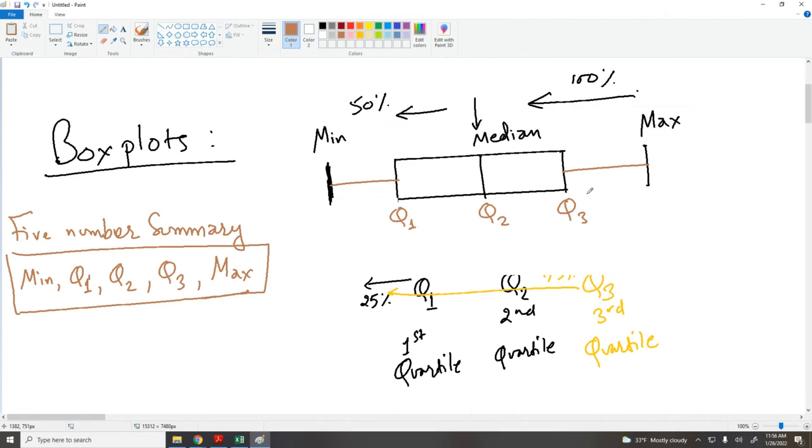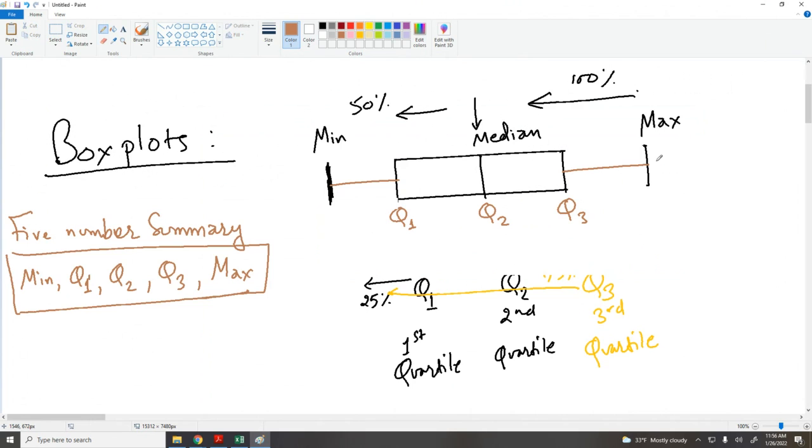Now, nothing is exact, which means nothing is perfect. This may be skewed, meaning Q2 may lie towards Q1, or Q2 may be closer to Q3. That could happen. Or this length may be greater than this length. The distance between the minimum and Q1 may be lesser than between Q3 and maximum, and so on. There could be lots of things happening over here. So that's a description of box plots.